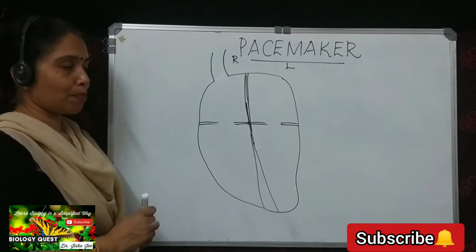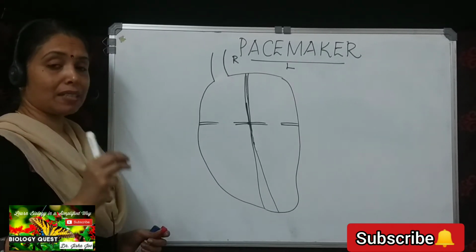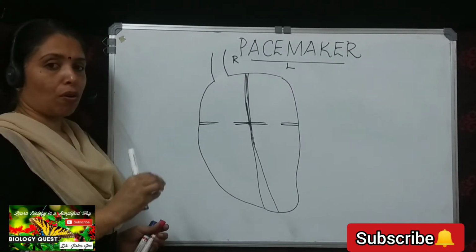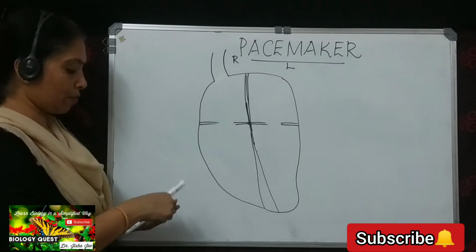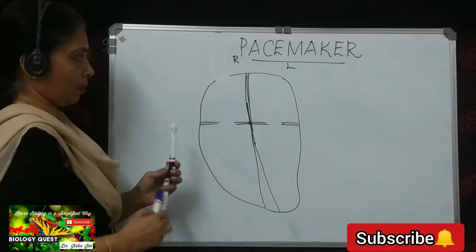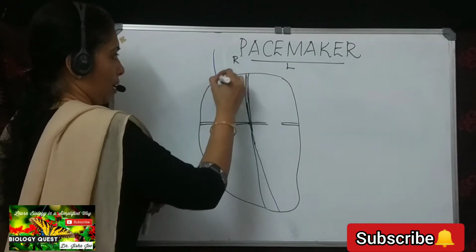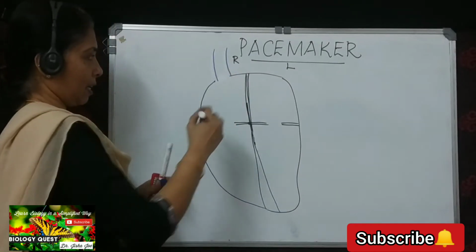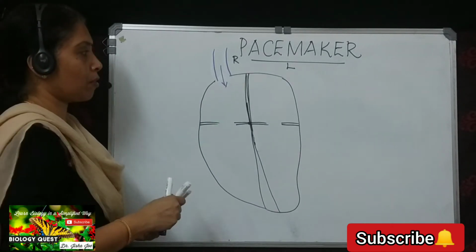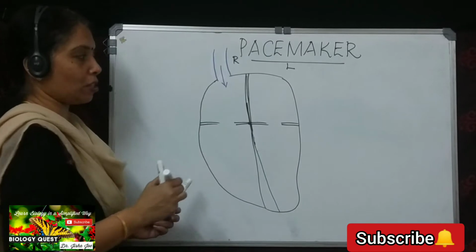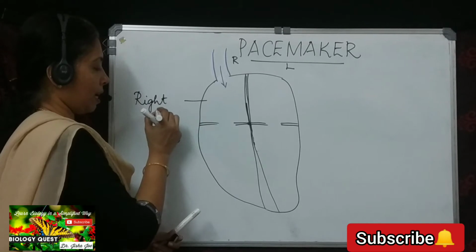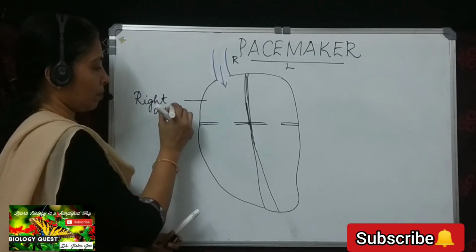So the pacemaker actually is a small region. It is actually a group of cells. Where is it present? On the walls of the right auricle, very close to the opening of the superior vena cava. I'm just drawing the superior vena cava there, which brings blood into the heart. The deoxygenated blood from the upper part of the body is drained into the right auricle by the superior vena cava.